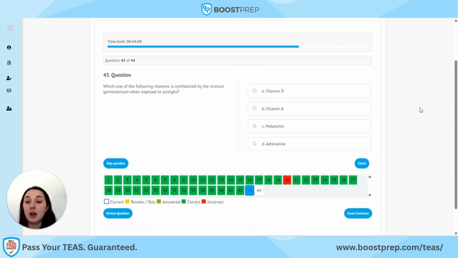Question 43. Which of the following vitamins is synthesized by the stratum germinativum when exposed to sunlight? A. Vitamin D, B. Vitamin A, C. Melatonin, D. Adrenaline.